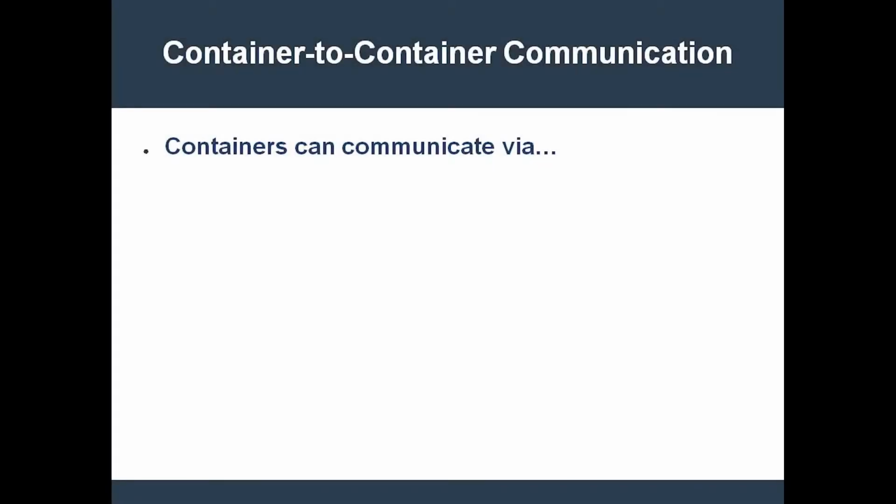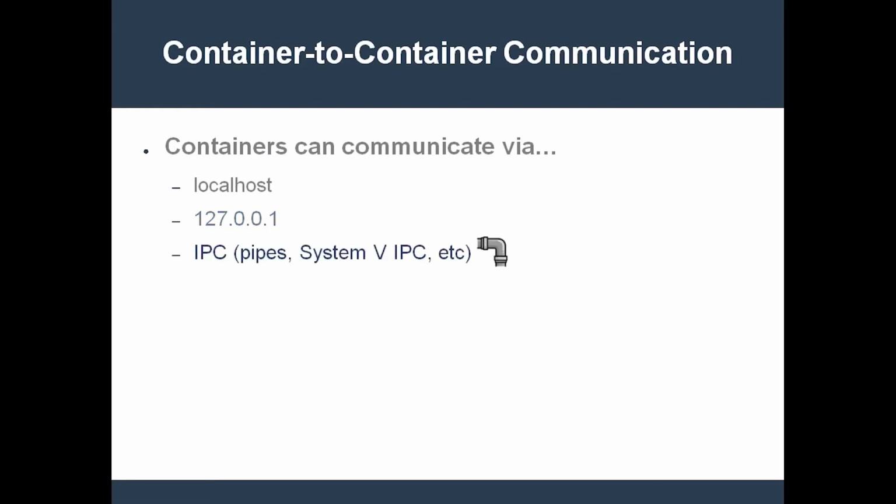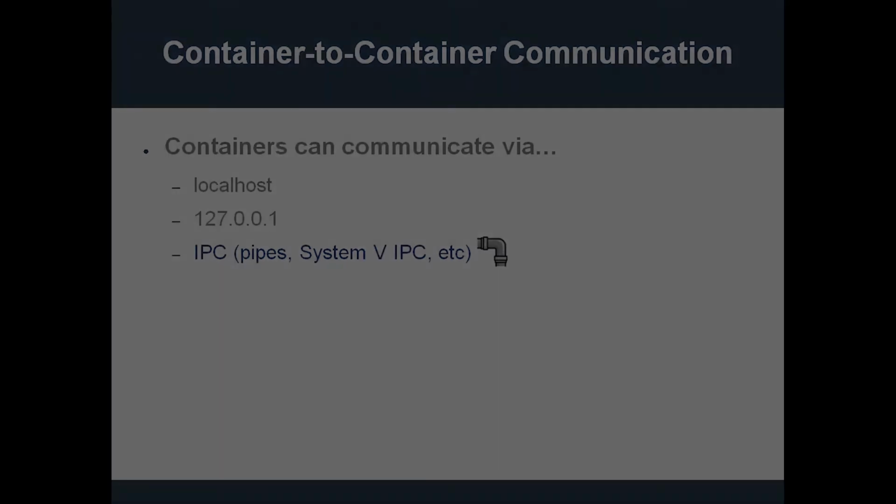All of the containers in a pod share the same IP address. They can communicate with each other via localhost or 127.0.0.1. They can also communicate with each other using IPC channels like pipes, Unix domain sockets, and so forth. This is another way in which containers in the same pod act like they're on the same logical host machine.